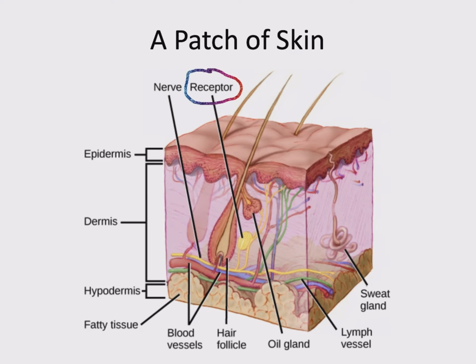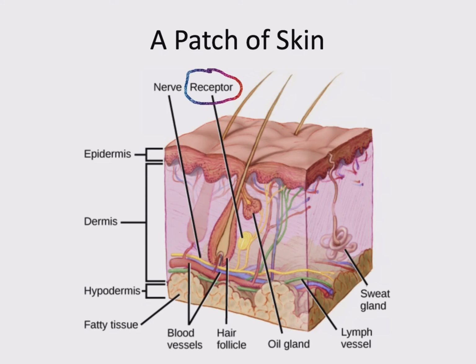So here's an example of a patch of skin. And there's a lot going on here. Here's the outer skin, the epithelial tissue, that stratified squamous that we talked about in an earlier chapter. And again, a lot of other things going on beneath this, part of the immune system, sweat glands, fat, all that stuff. This is what we're caring about, the receptor here.